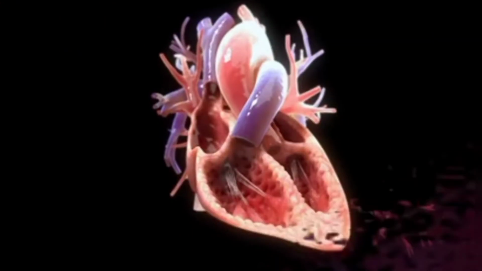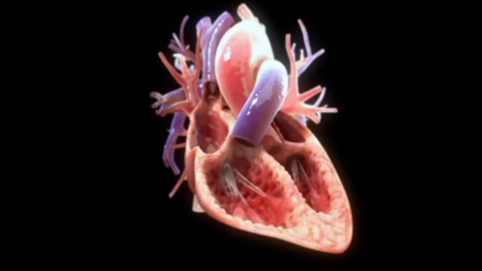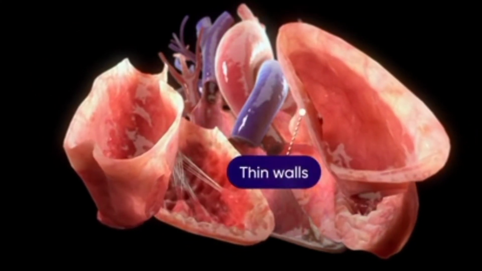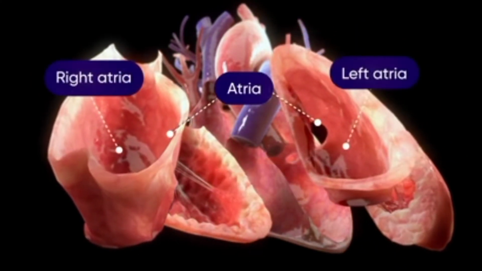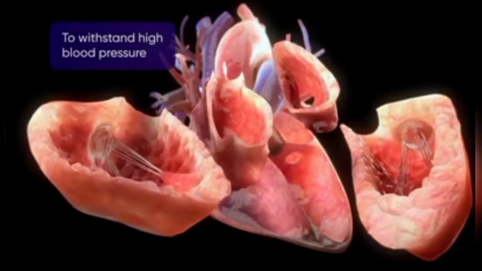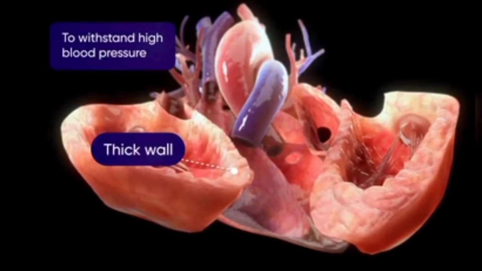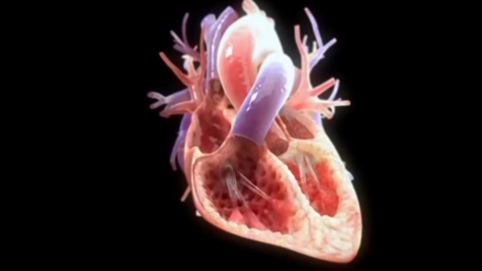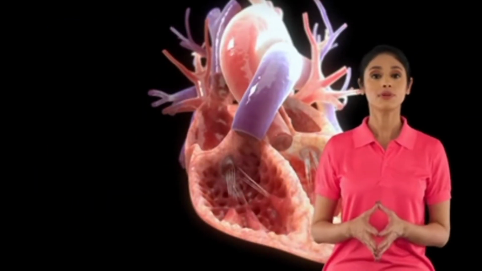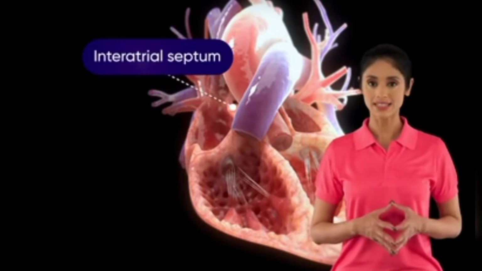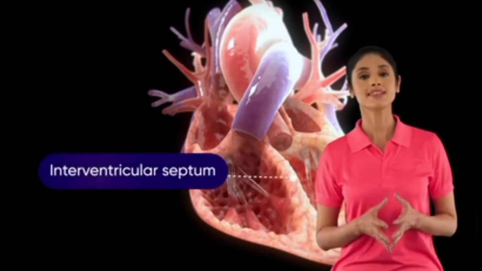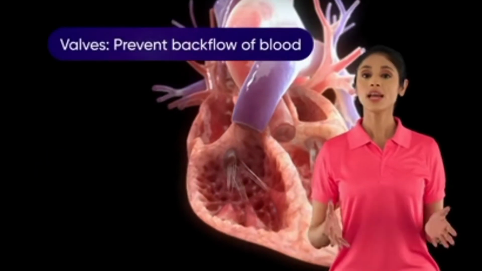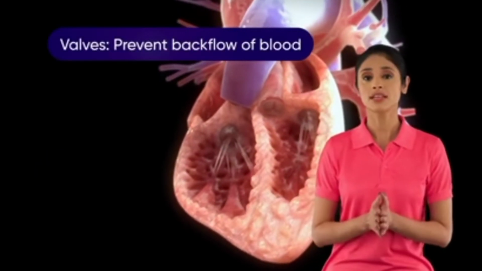If we observe the internal view of the heart, we see that the heart has 4 chambers: 2 upper thin-walled atria and 2 lower thick-walled ventricles. The 2 atria are separated by the interatrial septum, and the ventricles are separated by the interventricular septum. There are a number of valves present in the chambers of the heart.